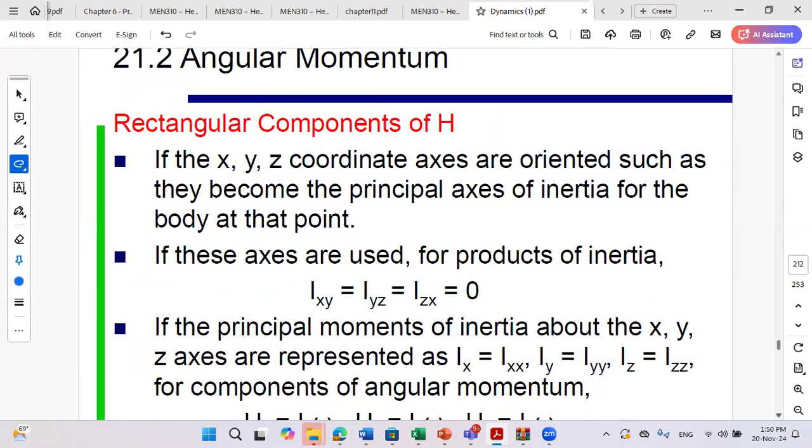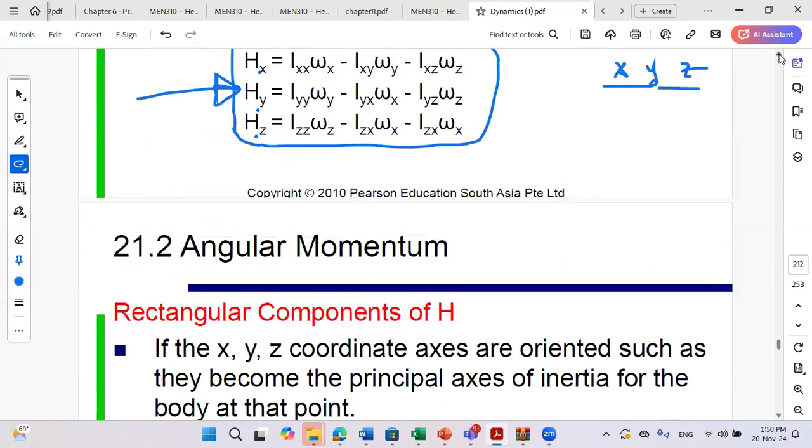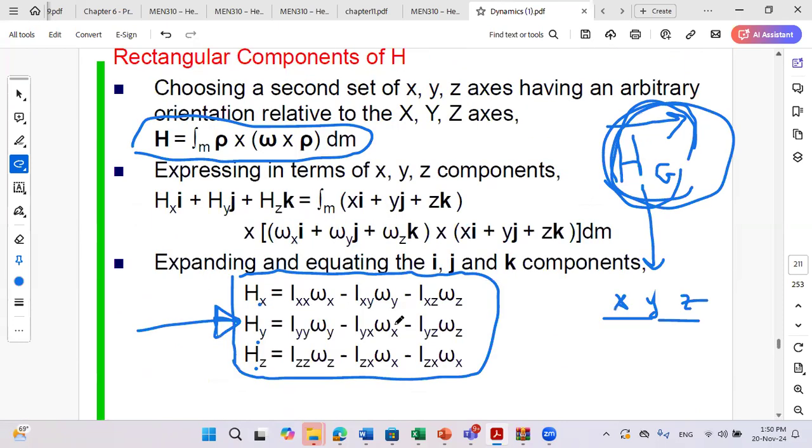Okay, but as you can see, if you can select X, Y, Z in a way to have products of inertia equal to zero, this will simplify things a lot for you. You need to try to have simple calculations. So if you select X, Y, Z axes in a way to have principal axes for your rigid body, you will cancel out these terms and you will have a simple way to calculate your angular momentum.